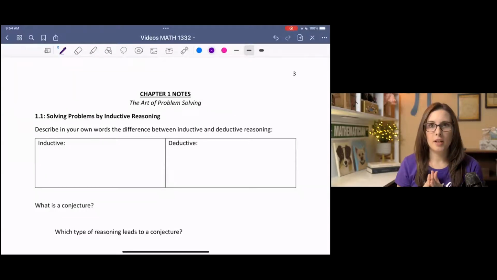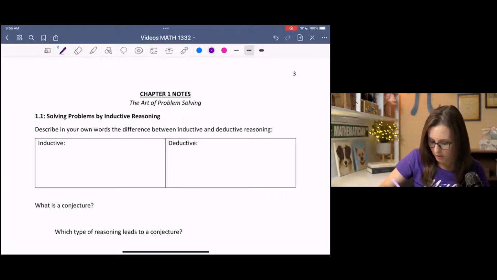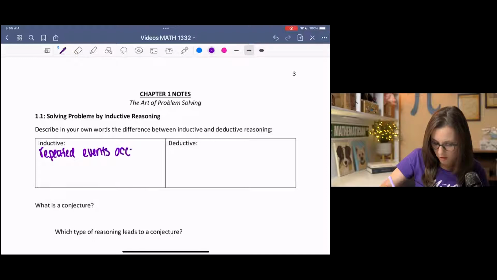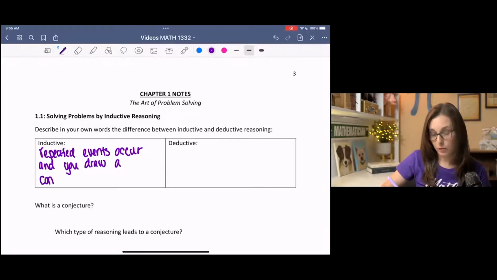Inductive reasoning is when there's a pattern, and based on that pattern, you draw a conclusion. So when basically repeated events occur, and you draw a conclusion, then you've used inductive reasoning.